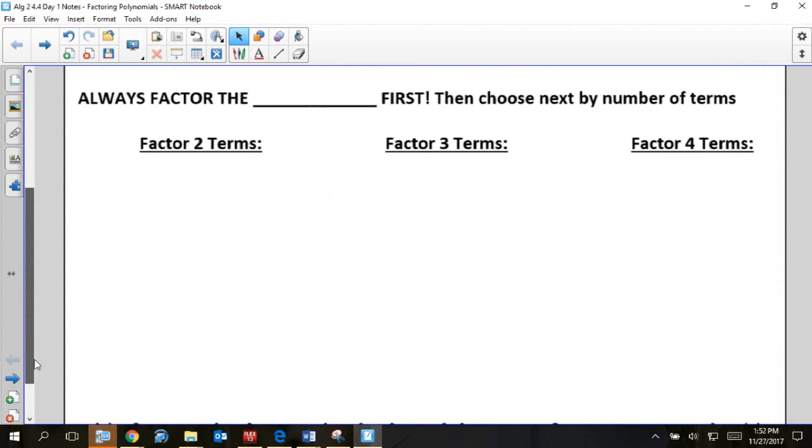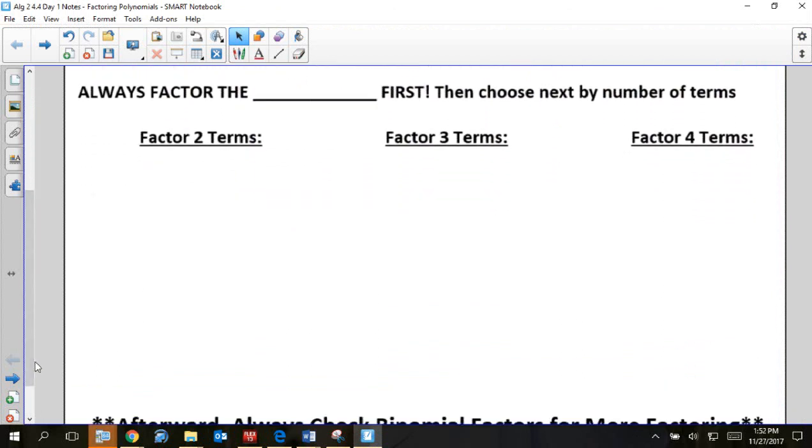Okay, ladies and gentlemen, let's review how you factor. The very first step of factoring is always factor the GCF, the greatest common factor. That's the first thing that we need to do, always. Then we get down to different kinds of factoring.